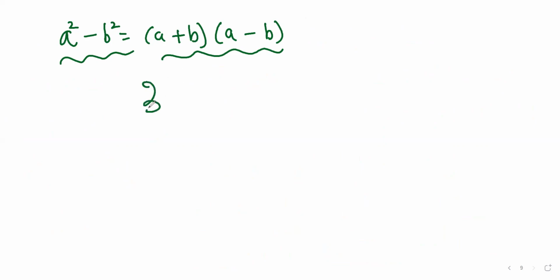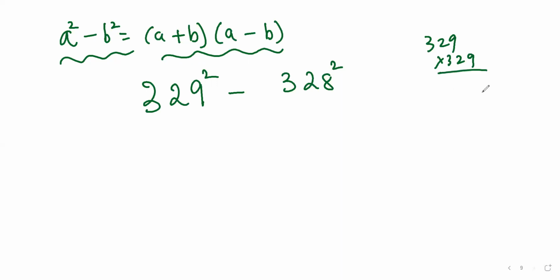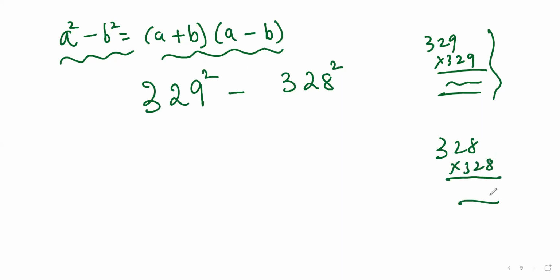Take an example like 329 square minus 328 square. Now, are you going to do 329 into 329? You don't have a calculator. Remember, you have to do it manually. In the exam, you're not going to do all this and then perform subtraction. You have an alternative, isn't it? Let's go with that. So a square minus b square.